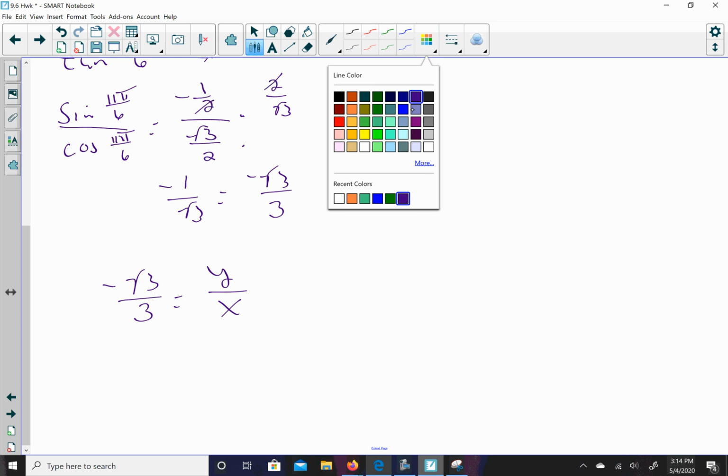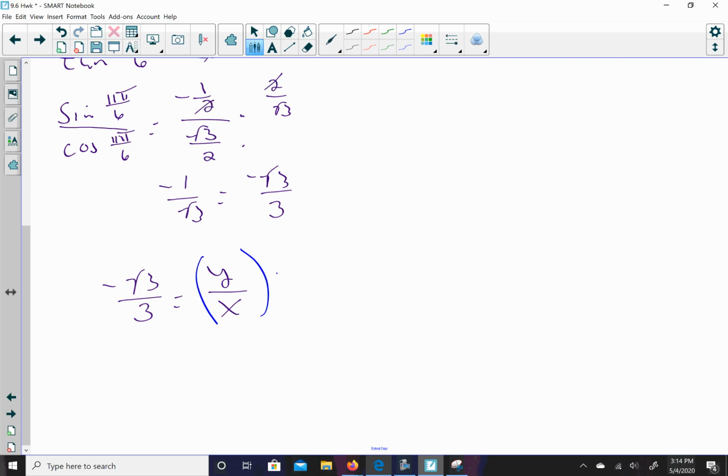Solving for y, I'm going to multiply both sides by x. And when I do that, I'm going to bring the y onto this side. I'm going to have y is equal to negative square root of 3 over 3 times x. And that's the equation of my graph.